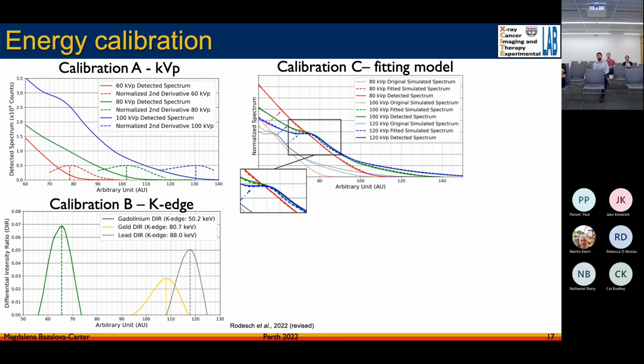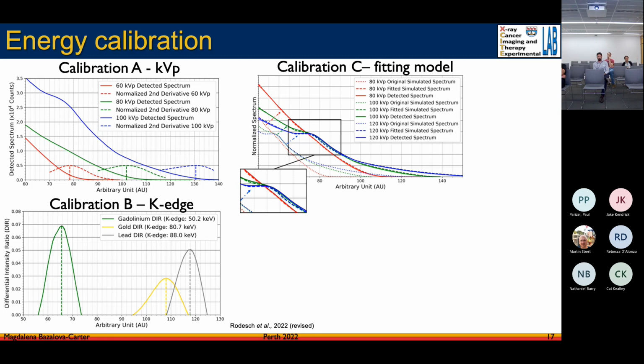So basically putting different materials in between the beam and the detector. Above the K-edge, the beam will get attenuated more than below the K-edge. And he used 3 different materials, gadolinium, gold, and lead, and basically got the K-edges based on that data.